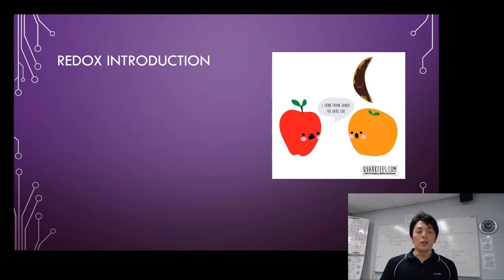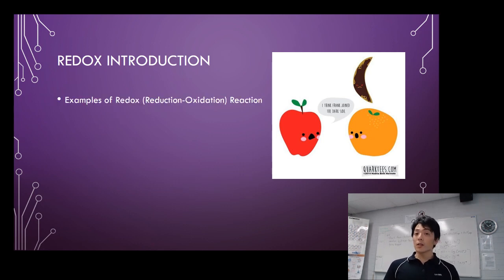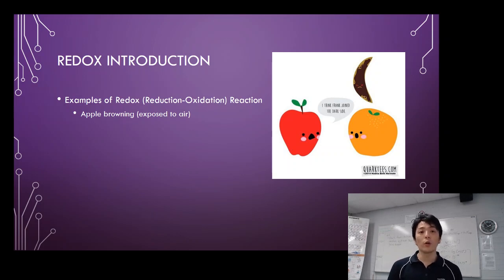So, redox introduction. Now, what is redox? It's a mixed word of reduction and oxidation. So, if you combine those words, you get redox. Apple browning is an oxidation. You hear the word in normal day-to-day terms as well. When a cut apple is exposed to the air, you get oxidation. So, apple can go brown.